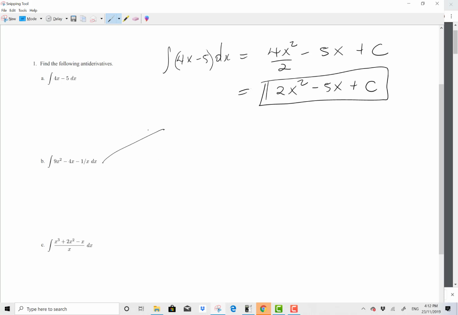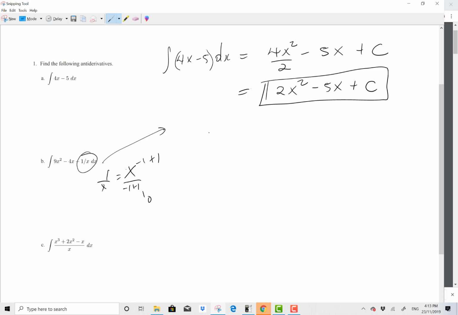Now, for this one, let's look at this carefully. Notice for these 9x squared, 4x, we can do that with those two, but we have 1 over x for the third piece of that integral. So if we have 1 over x, that is equal to x to negative 1. If you add 1 to negative 1 divided by negative 1 plus 1, technically I'm dividing by 0, which I cannot do. So if I'm integrating 1 over x, that's going to yield ln x.